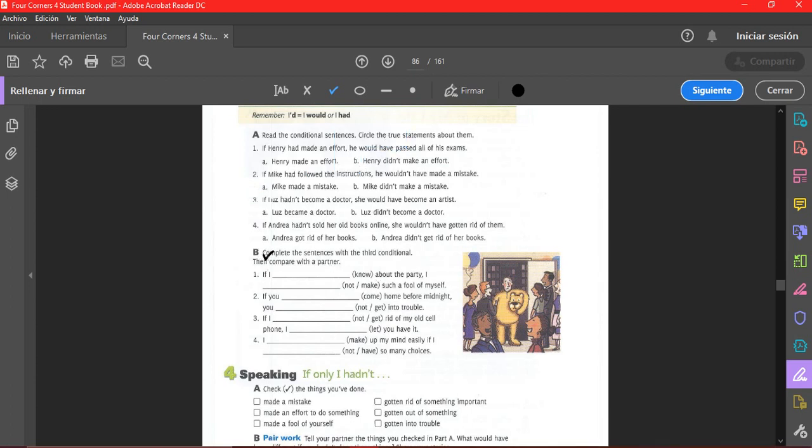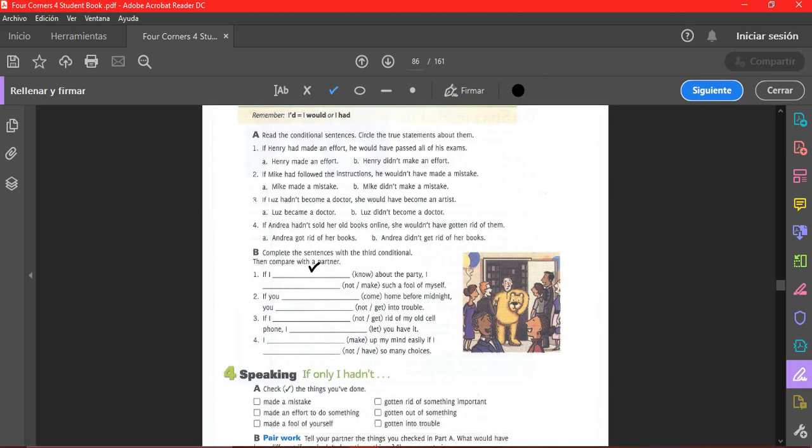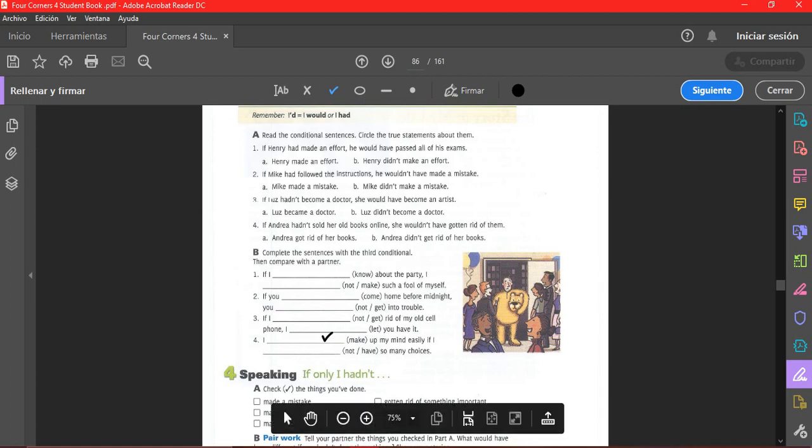And second, complete the sentences with the third conditional, then compare with a partner. Well, we're really going to compare this in class. So you have the verb in the normal form in parentheses, and you're going to put the verb in the third conditional. It means you're going to use the past perfect and the perfect conditional to complete this exercise.